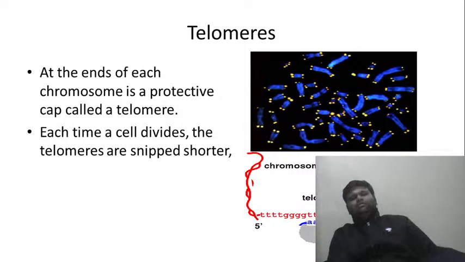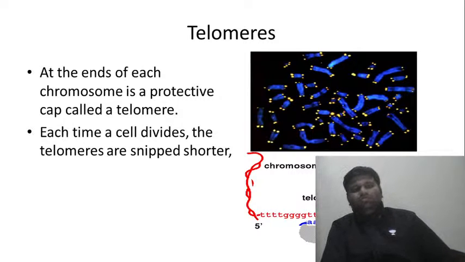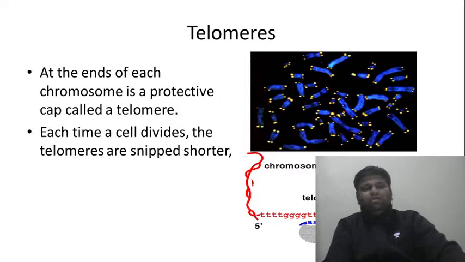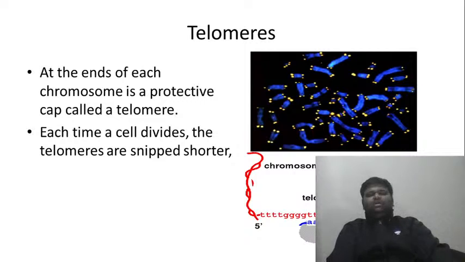Then there are telomeres, which are present at the ends of the chromosome. At the end of each chromosome is a protective cap that is known as the telomere. So each time a cell divides, the telomeres are snipped shorter.